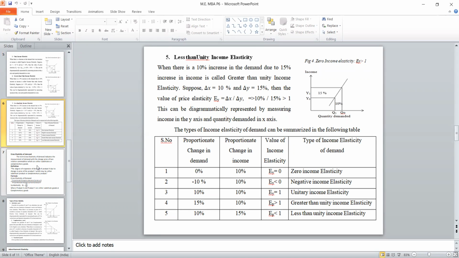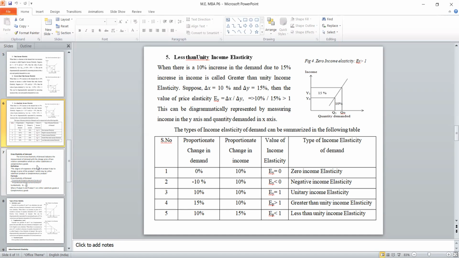So there are 5 types: zero income elasticity, negative income elasticity, unitary elasticity, greater than unity, and less than unity. How does it happen? If there is no change in demand irrespective of income change, then it is zero income elasticity. Suppose because of a change in income there is a negative change in demand, then it is -10 against +10, so it is negative income elasticity. The value will be less than 0.